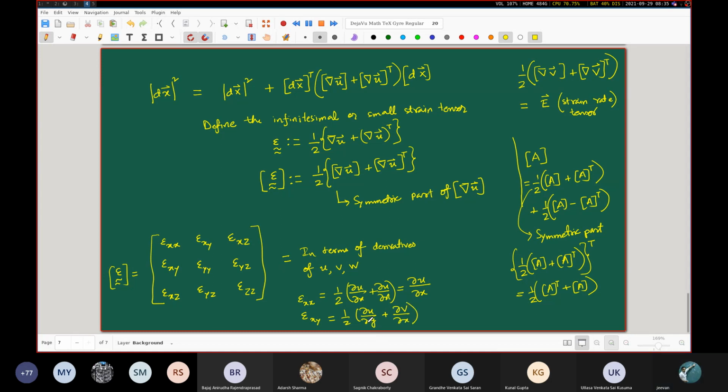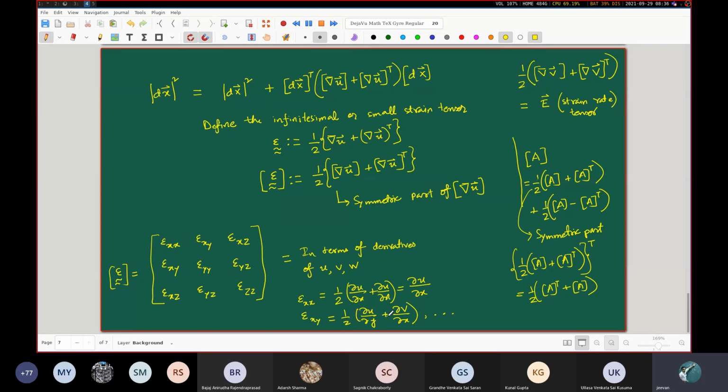So what I want you to do is obtain the rest of the expressions: epsilon xz, epsilon yz, epsilon yy, epsilon zz. Once you write them down, you will notice that there is a very nice symmetry to it. Whenever you have epsilon xx, it is the displacement along the x direction differentiated with respect to x. When you have the subscripts x and y, you have derivatives involving del x and del y, but in the numerator they are switched. The derivative with respect to x is taken for the displacement component along the y direction, and the derivative with respect to y is taken for the displacement component along the x direction.